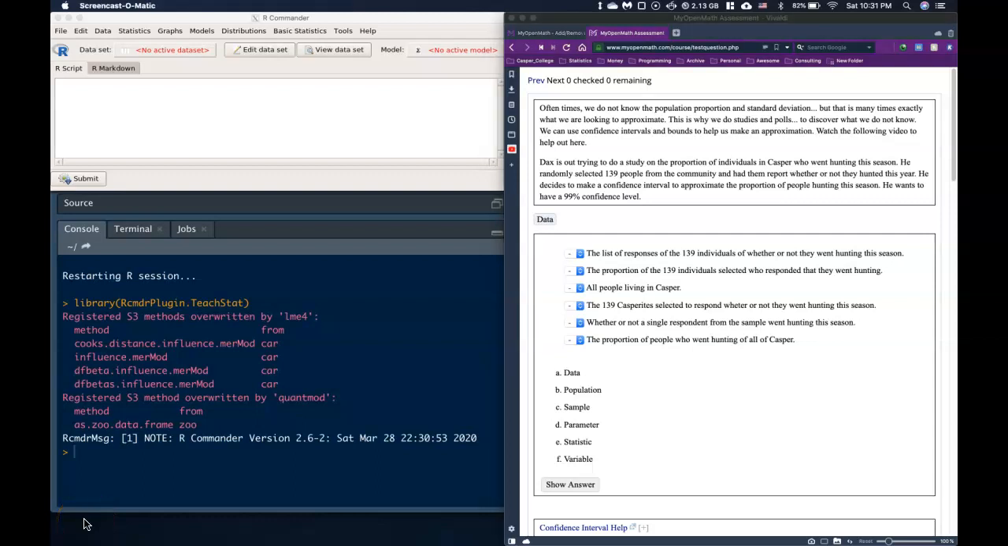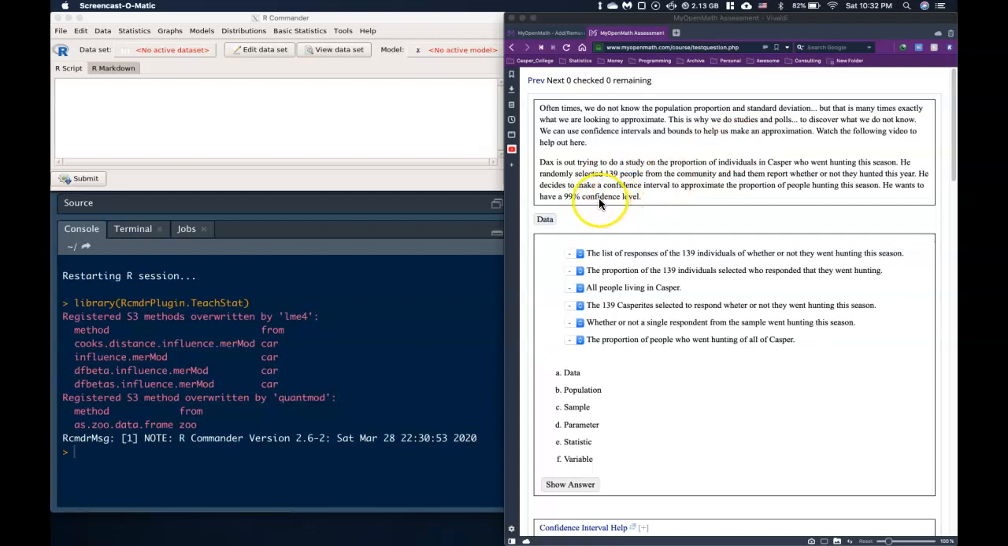Okay, you guys, let's go ahead and take the time to do this review for our guide, except this time we're going to do confidence intervals with proportions. In this one, Dax is out trying to do a study on the proportion of individuals in Casper who went hunting this season. He randomly selected 139 people from the community and had them report on whether or not they hunted this year.